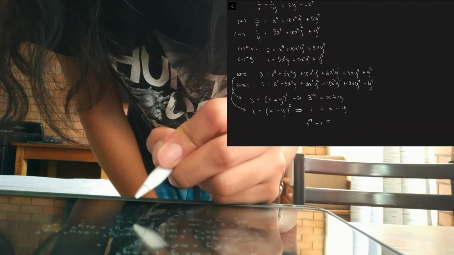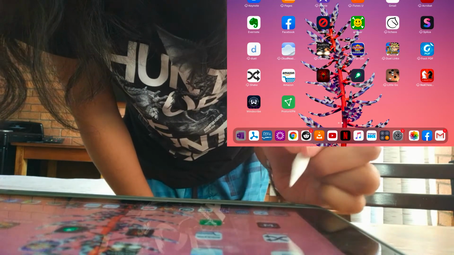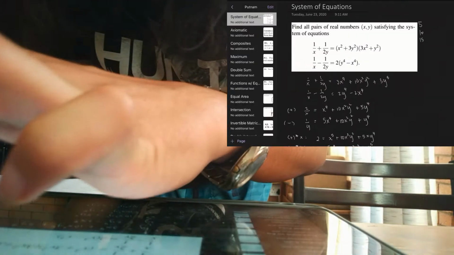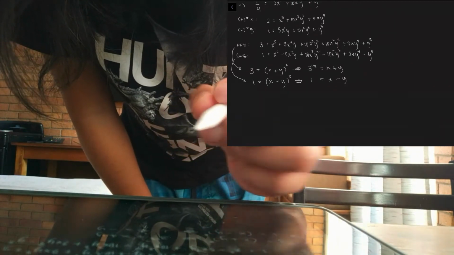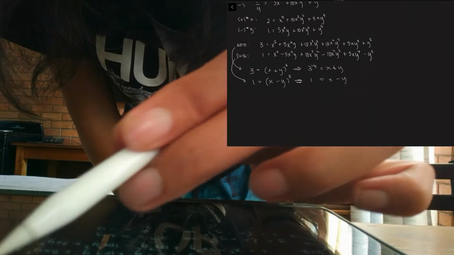plus 1 equals 2x. Oh, I pressed home. Sorry about that. Hopefully this opens right away. Okay, so we have this. Oh, it did not save the last things I wrote.